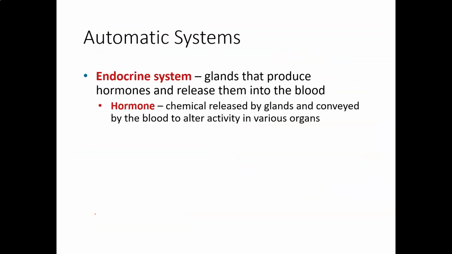We're going to talk about a couple of automatic systems. Some of these are controlled by the peripheral nervous system, but the first one is the endocrine system. The endocrine system includes all the glands in your body that produce hormones and release them into the bloodstream. Hormones are similar to neurotransmitters, except that instead of being released across the synapse, they are released into the bloodstream, and wherever the blood goes, technically the hormones can travel as well.